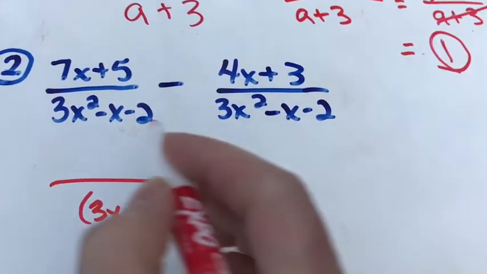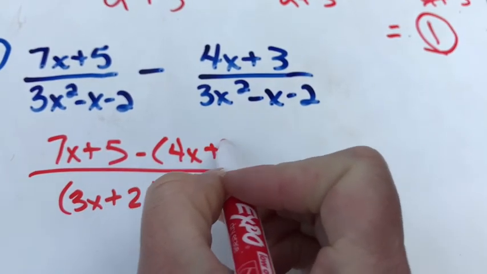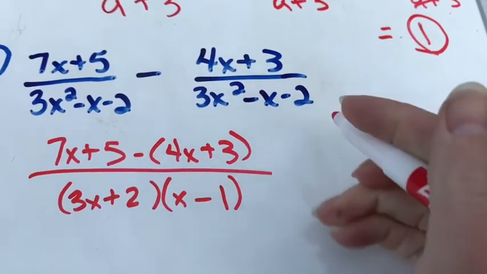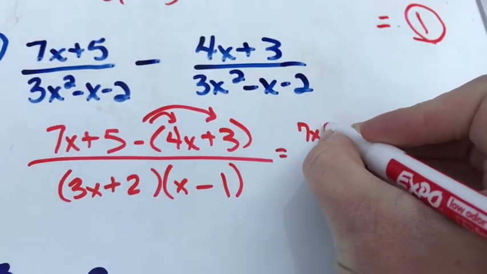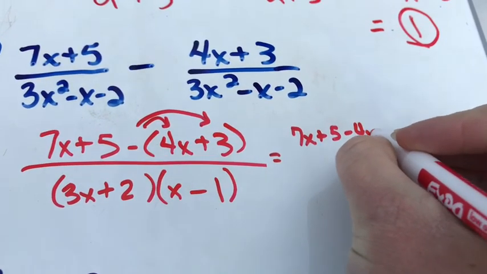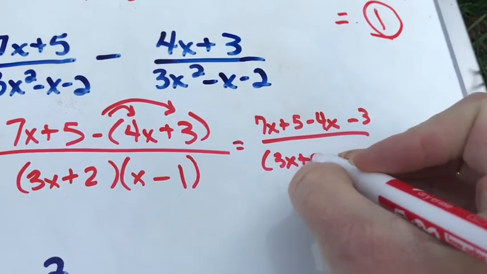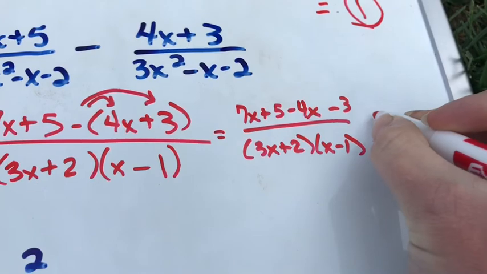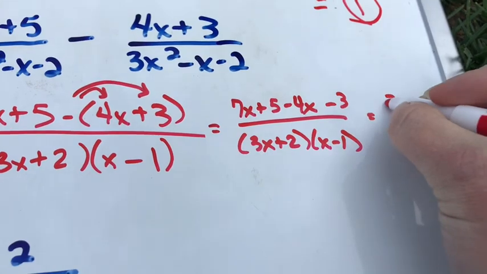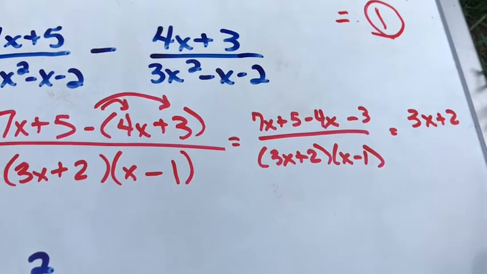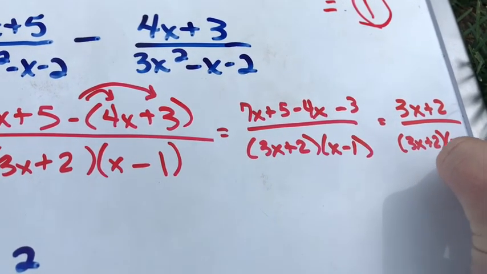All right, so now on the top we've got our 7x plus 5 minus a 4x plus 3. Again, this negative is going to distribute here. So you actually get 7x plus 5 minus 4x minus 3 over the denominator. If we simplify this and combine like terms, we've got 3x plus 2 over the 3x plus 2 and the x minus 1.